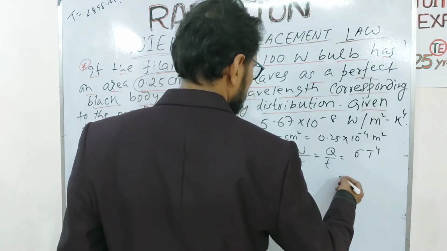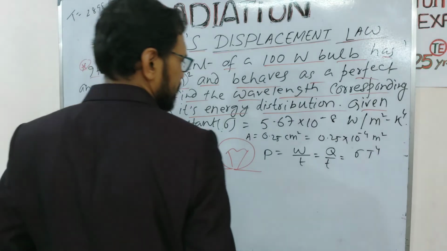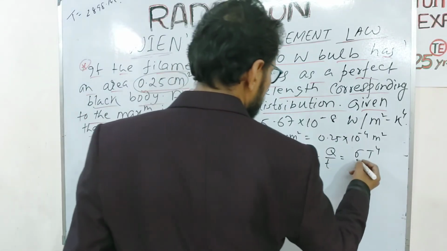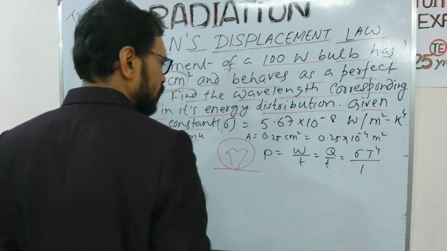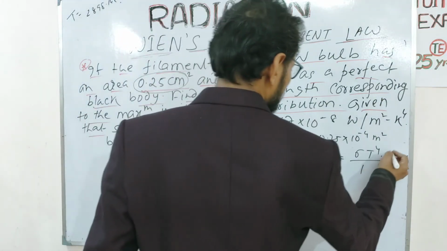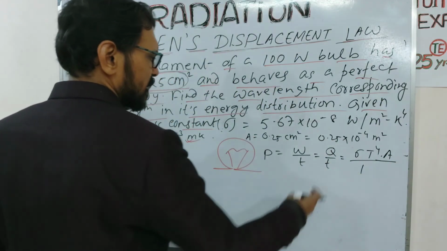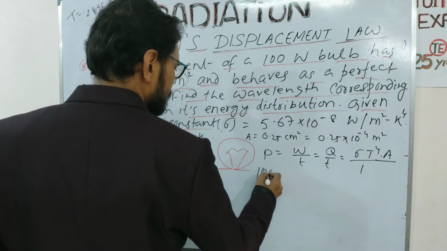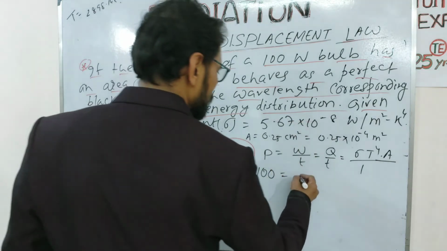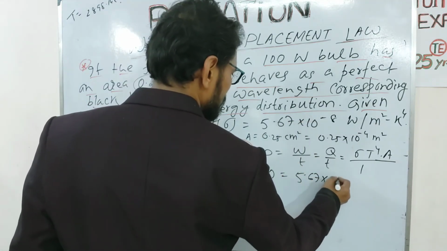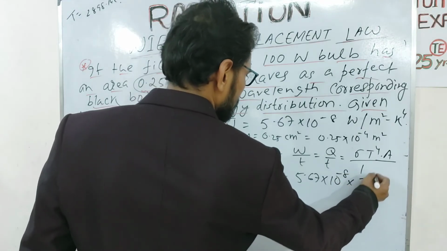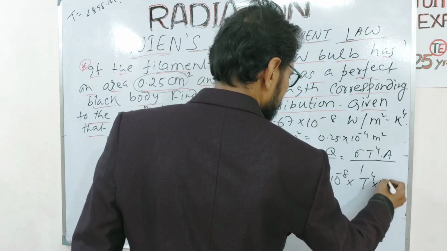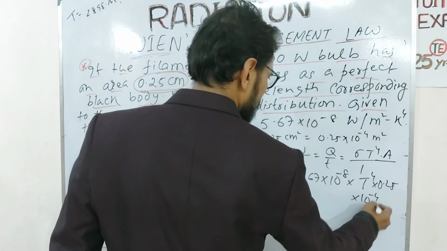Sigma T to the power 4 per second. So this power is watt, meaning joule per second. Time is 1, and sigma T to the power 4 into total area A. So this is the energy radiation, sigma T to the power 4 into A. Now P equal to what? P is given as 100. So 100 equal to sigma 5.67 into T to the power 4 into area. We get area equal to 0.25 into 10 to the power minus 4.